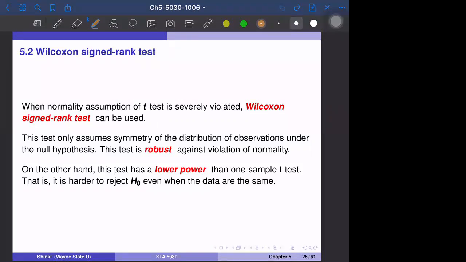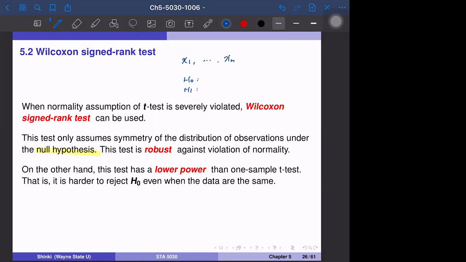So this test only assumes symmetry of the distribution of observations x1 to xn under the null hypothesis, and we don't have any assumption on the alternative hypothesis. So we test whether or not x1 to xn are centered at 0. So that is the null hypothesis. And the alternative is any other distribution. So that means x1 to xn does not follow a distribution symmetric around 0.